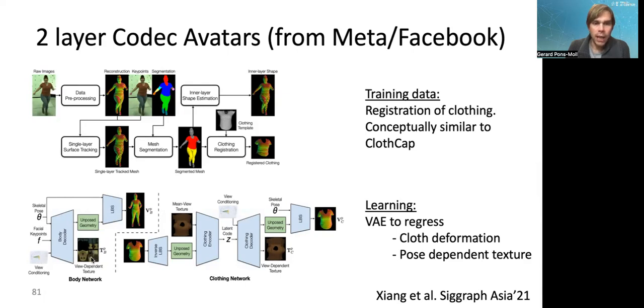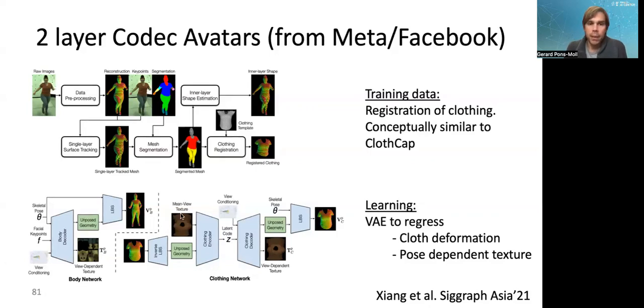Exactly. So they have two networks, one to predict the body under clothing. This is as a function of the skeletal pose and the facial key points. And then they have another network that predicts the clothing on top of the body. This is based on a VAE, and the VAE encodes both jointly the view-dependent texture and the geometry. So with this latent code, they push this through the decoder and obtain a view-dependent texture and this unposed geometry, which then can be posed using the SMPL model or an LBS model.